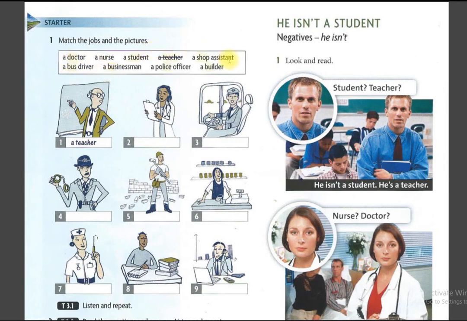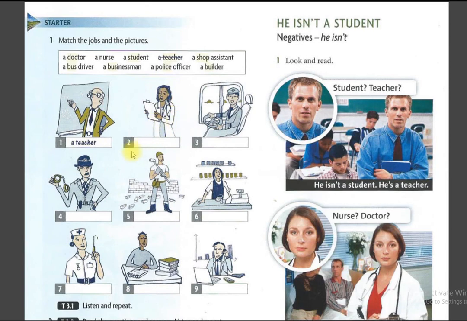What do we have? Let's see what jobs we have here: a doctor, a nurse, a student, a teacher (already done), a shop assistant, a bus driver, a businessman, a police officer, a builder. If we go to the second one, we have a doctor and a nurse. Could a nurse be like this one or this one? Both work in the hospital, right? But which one is a doctor? Of course, this one seems more like a doctor.